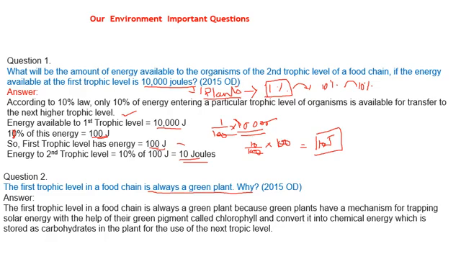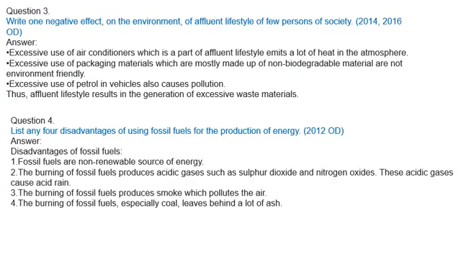Just read out the answer. The first trophic level in a food chain is always a green plant because green plants have a mechanism for trapping solar energy with the help of their green pigment called chlorophyll and converting it into chemical energy. What is the chemical energy over here, children? It is starch or glucose. Initially, whatever food is formed is converted into glucose, and then immediately it changes into starch, where it is stored in different parts of the body of plants, right? So let's see the next question, children.